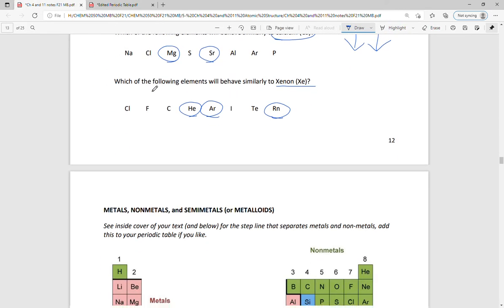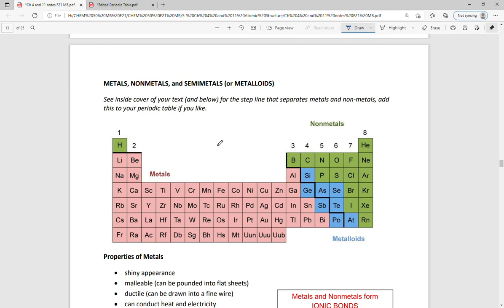So the next one here is a better diagram, inside the cover of your text if you like, and below. The step line separates the metals and the non-metals. So you can add that to your periodic table, neater than I did on my scribbly one here. So we have metals on this side and non-metals on this side. Along that steppy line is that kind of gray area.